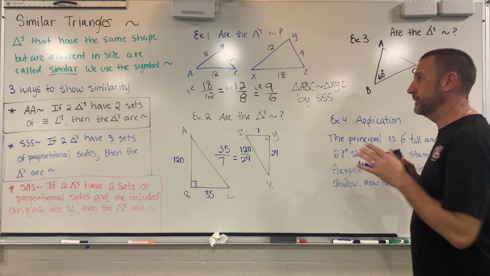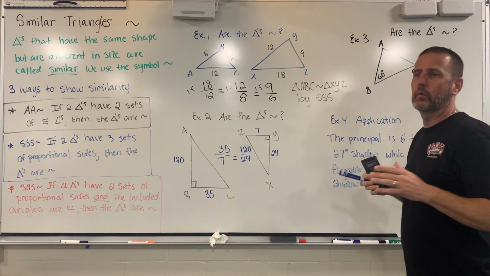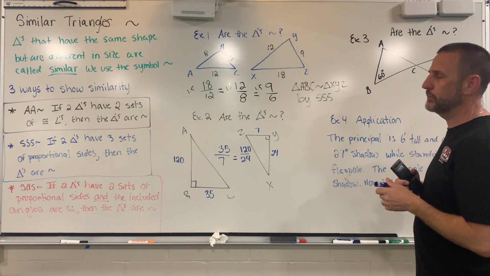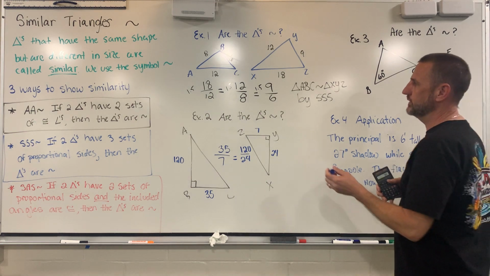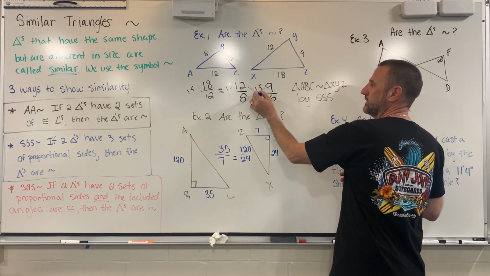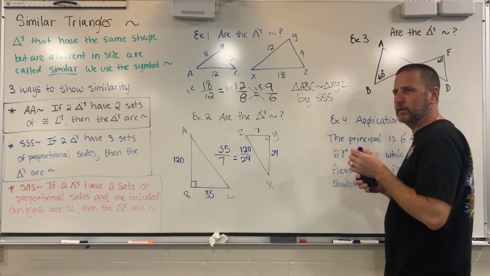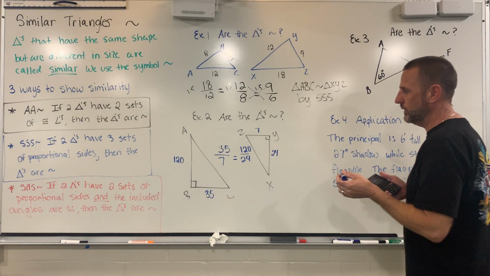Another thing I can do, let's say I'm not that great at reducing my fractions, is one thing that we could have done back here, we can also use cross multiplication. 6 times 12 is 72. 8 times 9 is 72. So we can cross multiply. If we're not that good at reducing fractions, cross multiply.